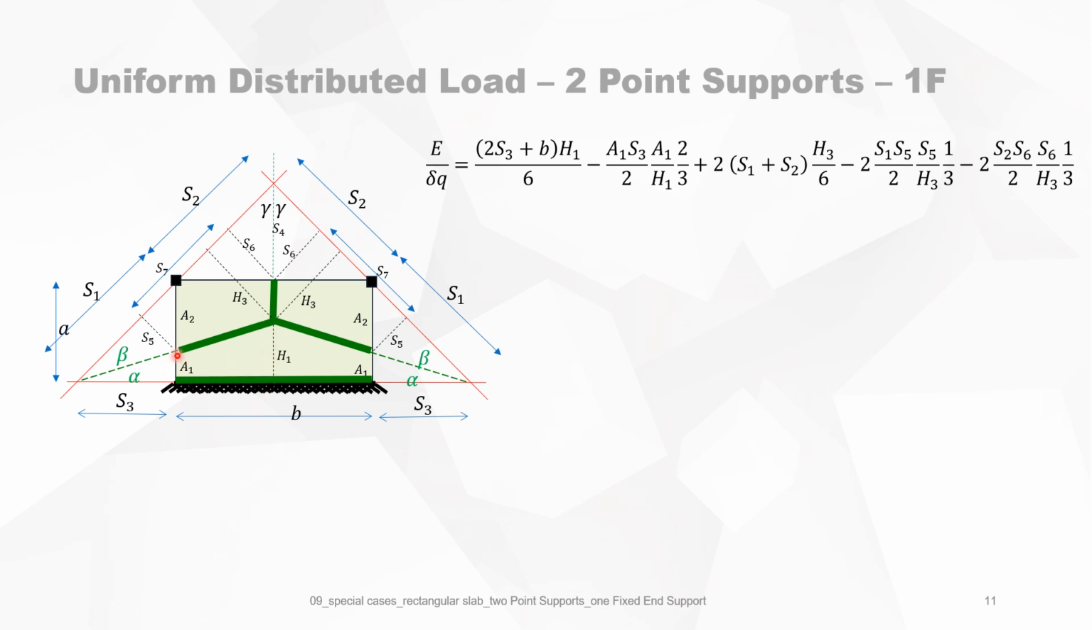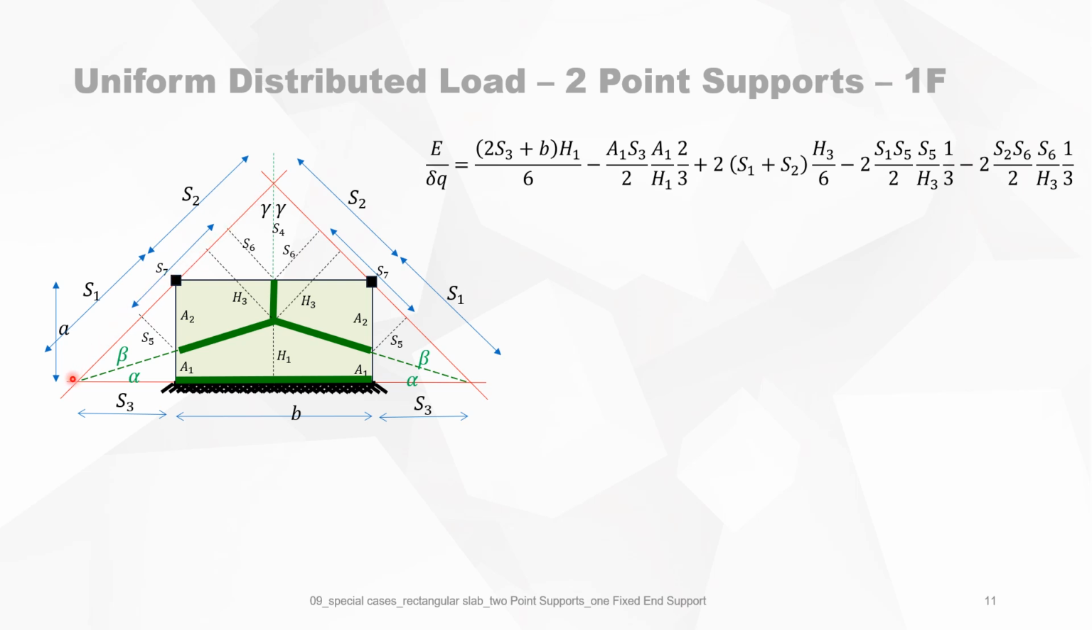But now we must subtract those parts of the triangle which are outside the slab. So this means that we have to subtract A1 times S3 divided by 2, multiplied by the maximum deflection here, divided by 3. So the maximum deflection is A1 divided by H1 and then divided by 3. And the same for this side. So now for each triangle, this is the main triangle, then there's another one here.